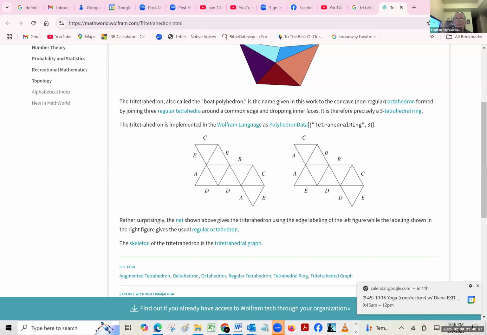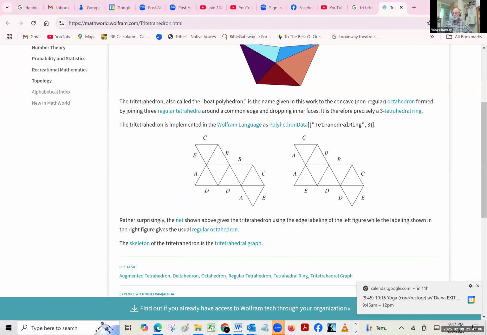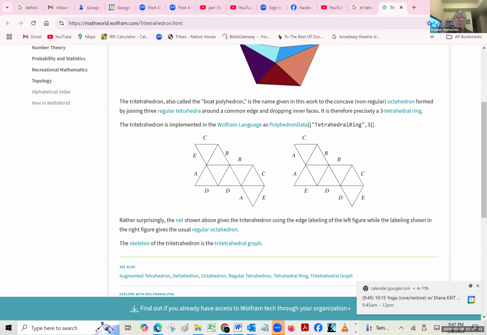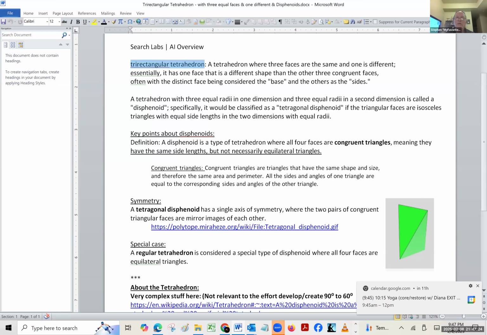I'm playing creator. 1, 2, 3, 4, 5, 6, and 7, 8. You can see a tri-tetrahedron is actually the same in terms of the triangles. It's 8 triangles, so it's an octahedron. What I found was a thing called a trirectangular tetrahedron. And a trirectangular tetrahedron is a tetrahedron where three faces are the same and one is different.